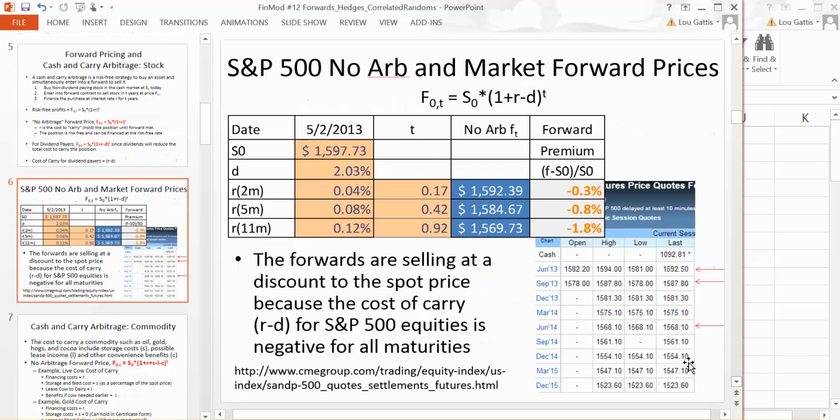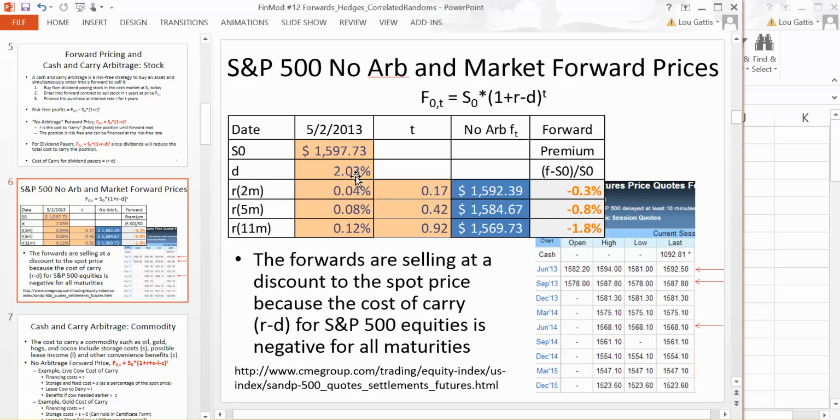So I took a little example. On May 2nd, 2013, the spot market of the S&P 500 was selling for $1,597. At that time, the annualized dividend yield on the S&P 500 was 2.03%. And the 2-month, 5-month, and 11-month risk-free treasury rates are 4 basis points, 8 basis points, and 12 basis points. So I'm going to calculate the no arbitrage forward prices for 2, 5, and 11 months, or in years, 0.17 years, 0.42 years, and 0.92 years.